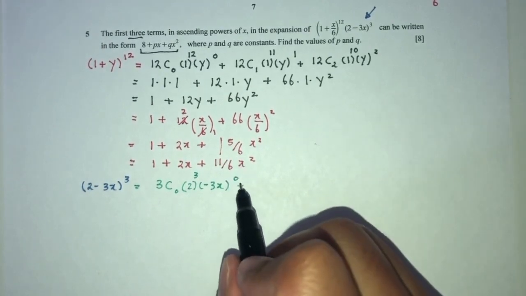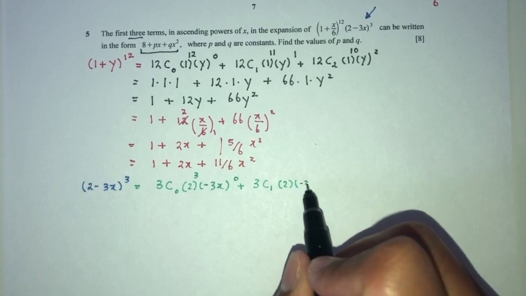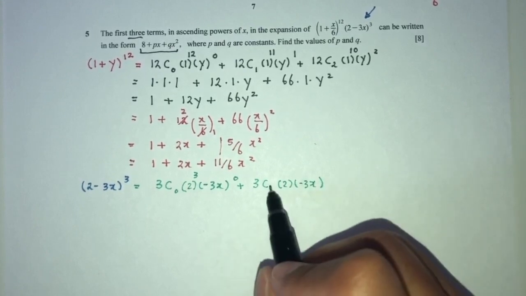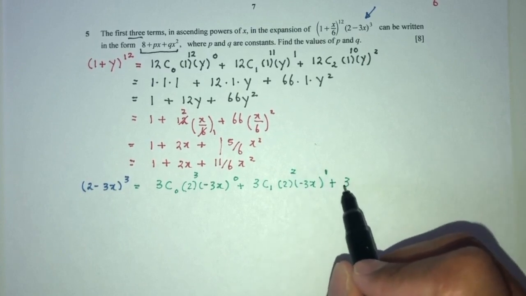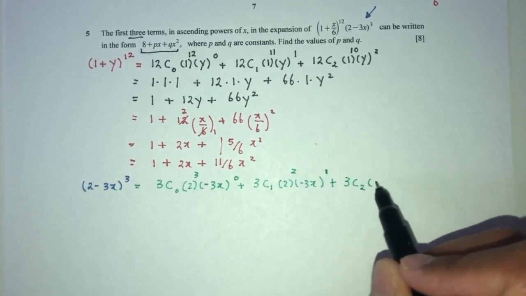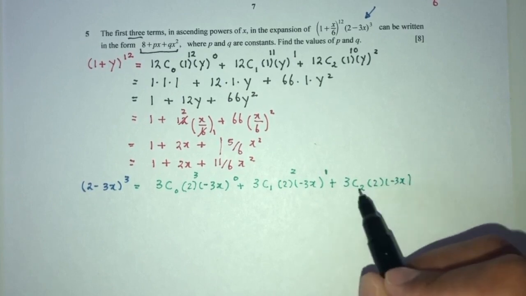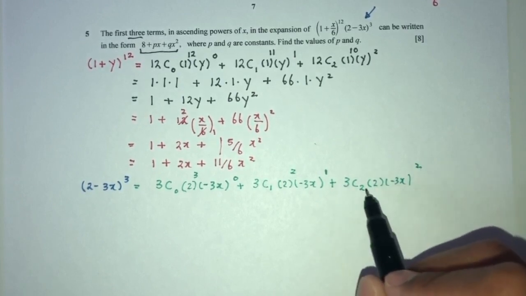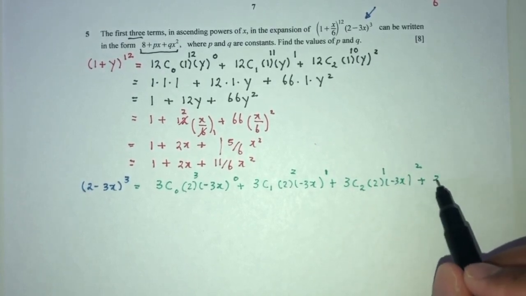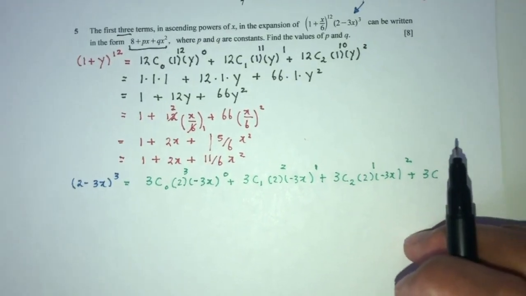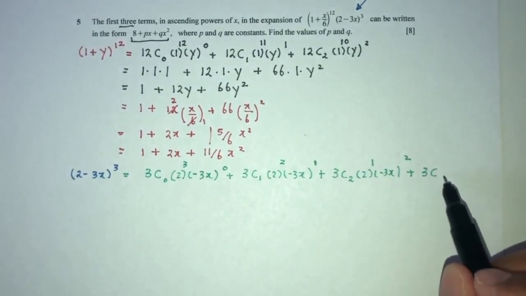Next one, plus 3 combination 1. This will be 2 minus 3x. This is 1. This will be 1. 3 minus 1 is 2. 3 combination 2. That will be 2 here, minus 3x. This will be 2. This will be 2. 3 minus 2 is the value of 1. And finally, of course, we don't need this one because we only care about until the expansion to x squared. But again, let's write this down for now, no big deal.